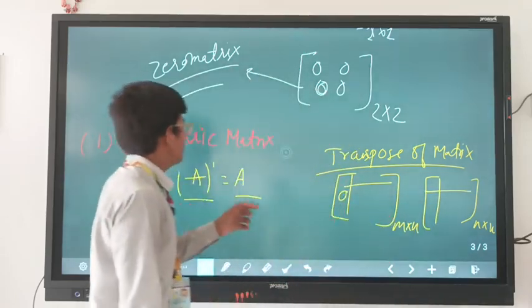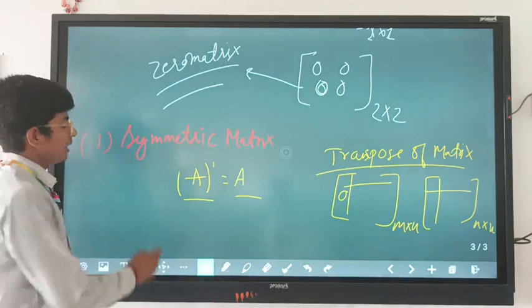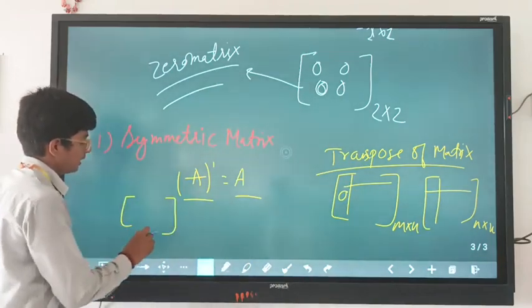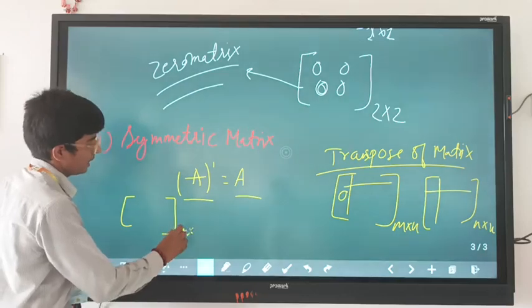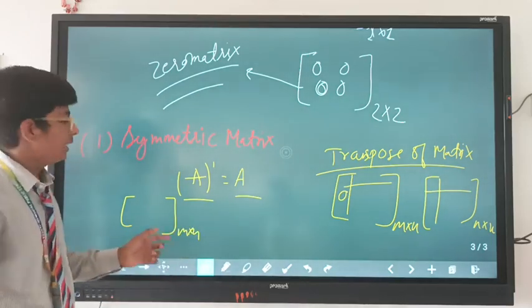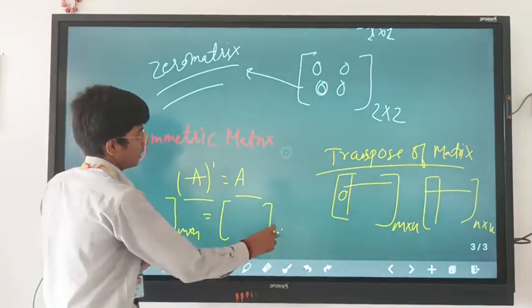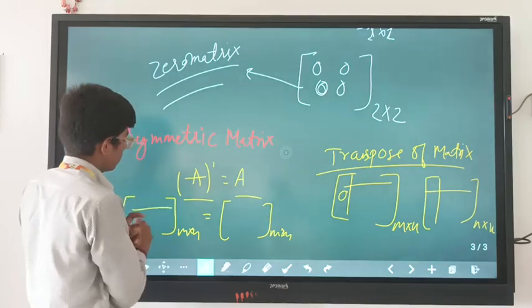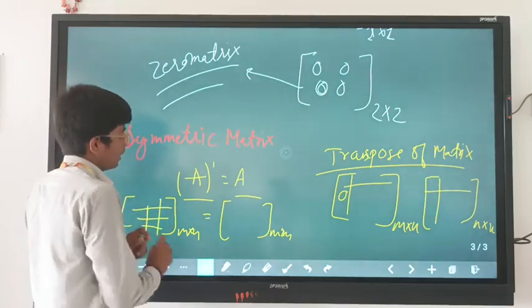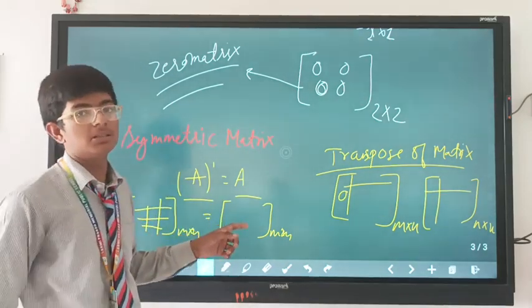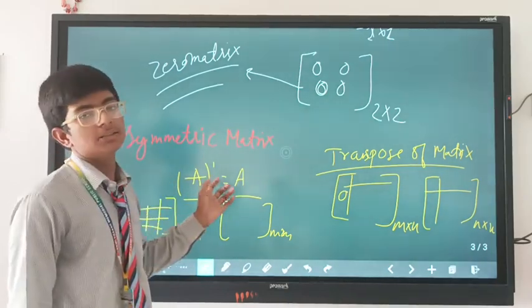So in the symmetric matrix, if we transpose a matrix of n cross n and get back a matrix of n cross n such that all corresponding elements are the same in both matrices, then it is called a symmetric matrix.